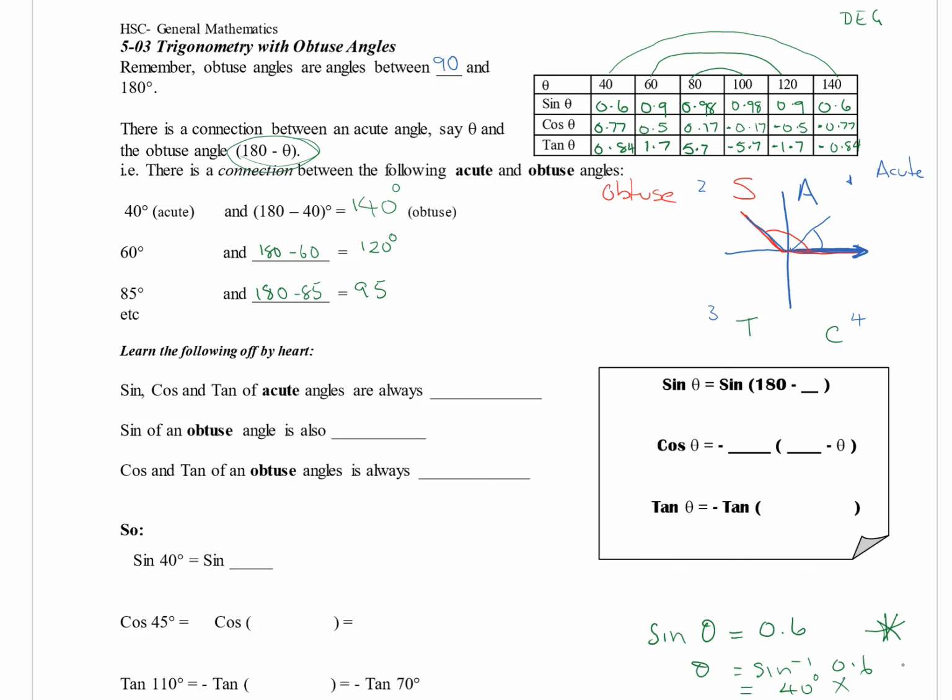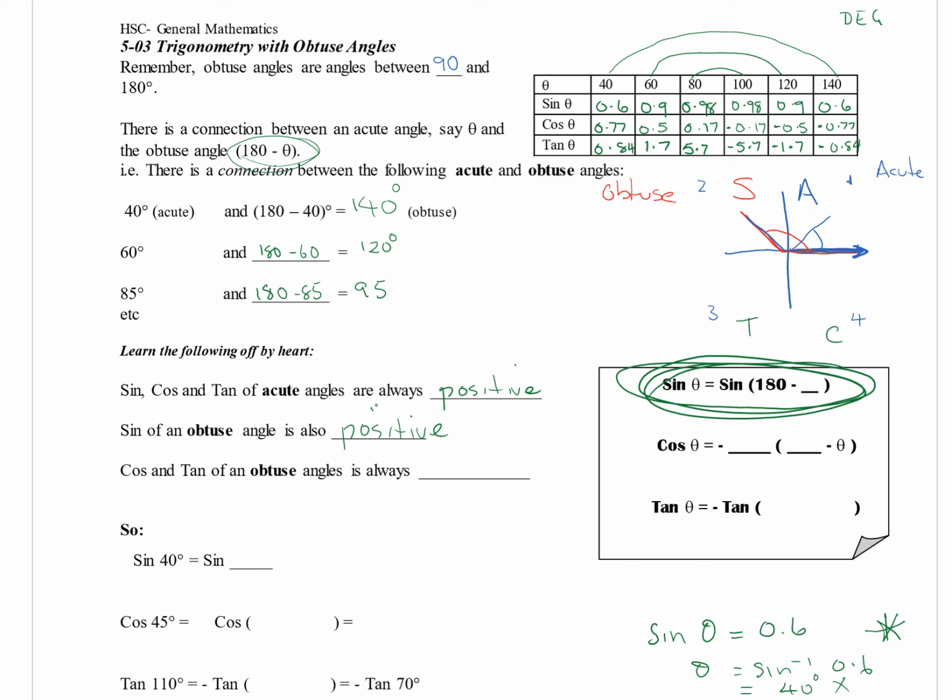So what you will do in that case is you'll take your 40 degrees, and then knowing this connection here, that sine 40 would be sine of 180 minus 40, you can work out 180 minus 40 is 140, and give the correct obtuse sized angle. So please learn these off by heart. Sine, cos and tan of acute angles are always positive. Sine of an obtuse angle is also positive.